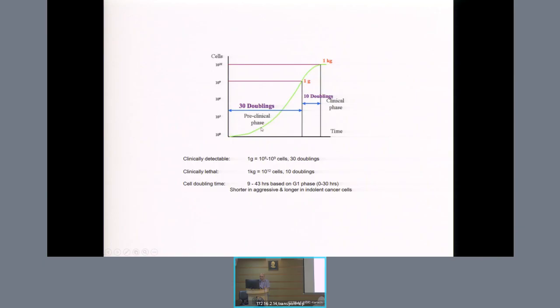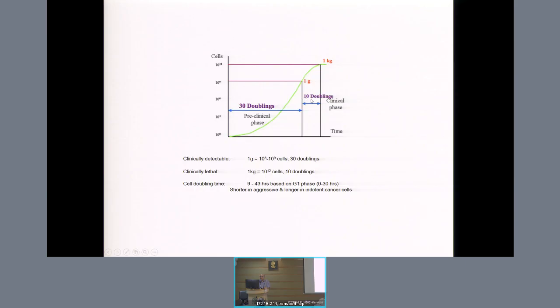So this is important to understand. It takes only 30 doublings to acquire the size of 1 gram. 1 gram means 1 billion, 10 raised to power 9 cells. That will give a size of 1 gram. This is the size which can be detected clinically on imaging, like on CT scan. We can see a lesion of that size.